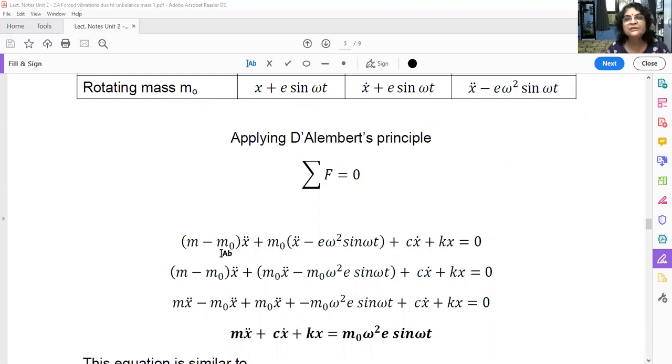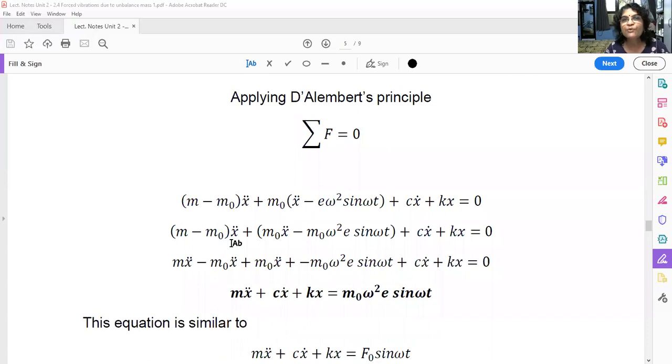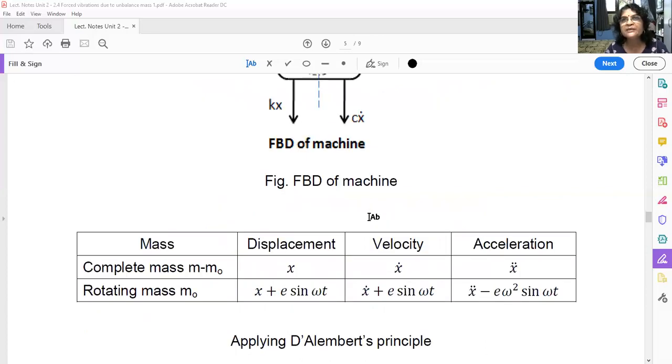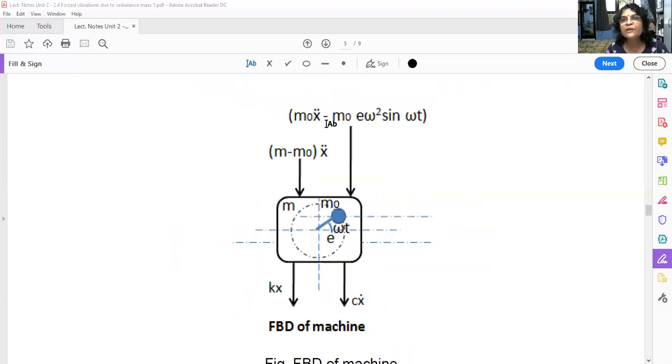Now let us simplify this. M minus M0 x double dot as it is, plus, taking M0 inside, M0 x double dot minus M0 e omega square sin omega t, plus C x dot plus K x is equal to 0. So this term we have shown here in this diagram: M0 x double dot minus M0 e omega square sin omega t. This is the inertia force due to unbalanced mass.